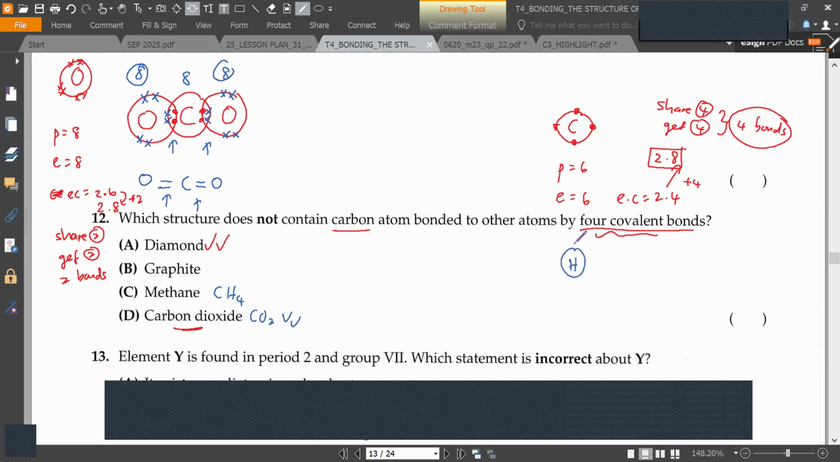Hydrogen is proton 1, electron 1. Electron configuration 1. So it needs to get to 2. So it will share 1, get 1. So it will form 1 bond. So the most suitable arrangement will be like this.